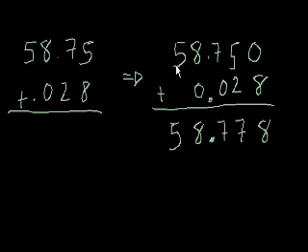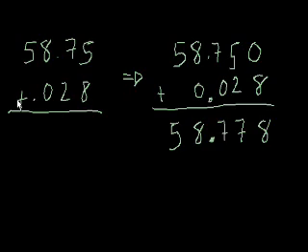And it's always good to kind of do a reality check to say, well, does my answer make sense? I have 58.75, so roughly 58, almost 59, 58 and 3/4, and I'm adding a very small number to it. I'm adding 0.028. So my answer shouldn't change much, I guess is the way you could view it. It should still be around 58 something, because I'm only adding a very small amount.